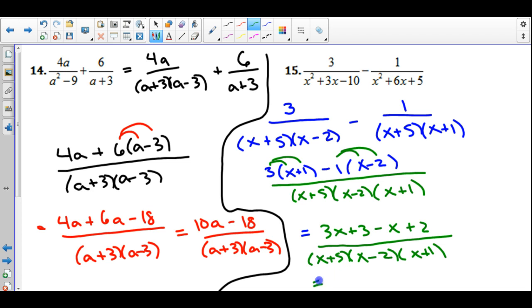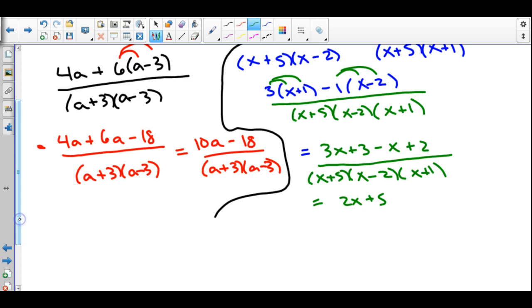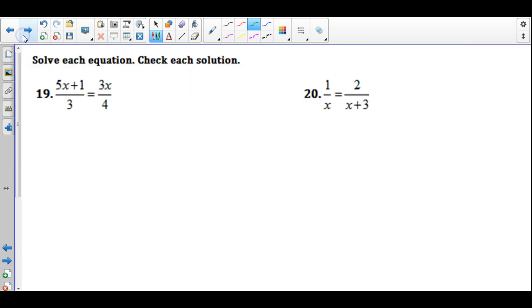So then the last step here is just combine your like terms on your numerator. I have a 3x minus x, which is 2x, and then I have the plus 5, and all of that is going to be over the x plus 5, x minus 2 times x plus 1. And then we'll move on to solving.